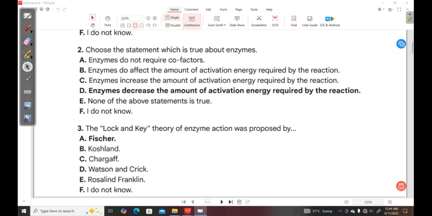Two, choose a statement which is true about enzymes. A, enzymes do not require cofactors. B, enzymes do affect the amount of activation energy required by the reaction. C, enzymes increase the amount of activation energy required by the reaction. D, enzymes decrease the amount of activation energy required by the reaction. E, none of the above statements is true. F, I do not know.